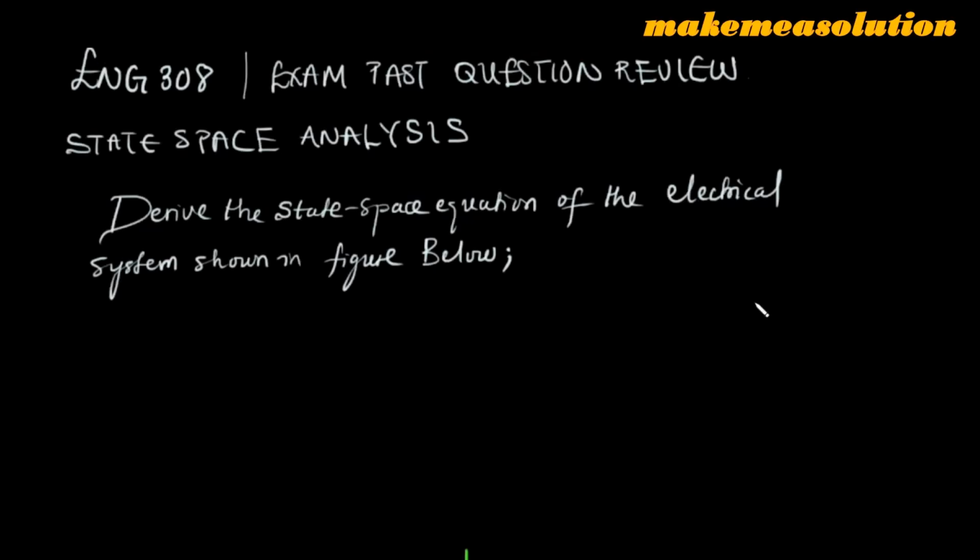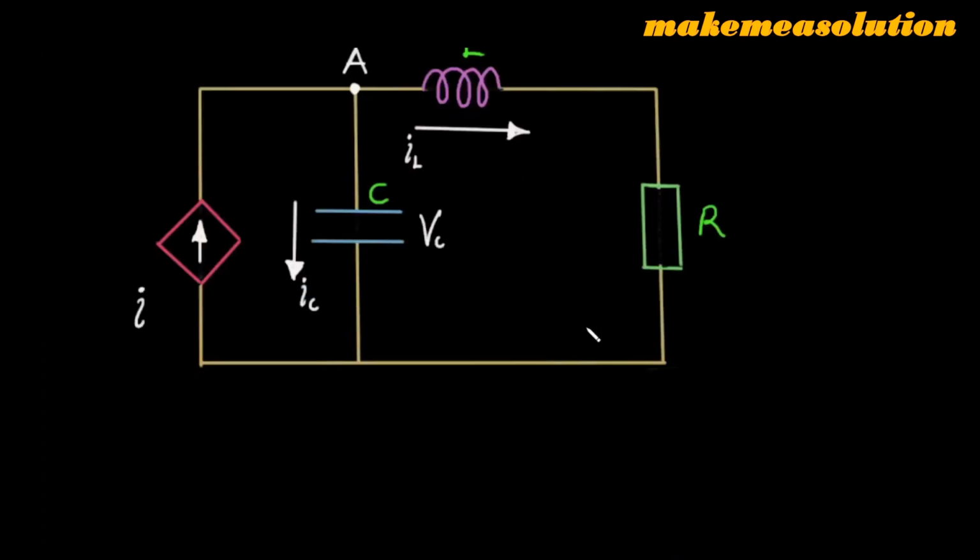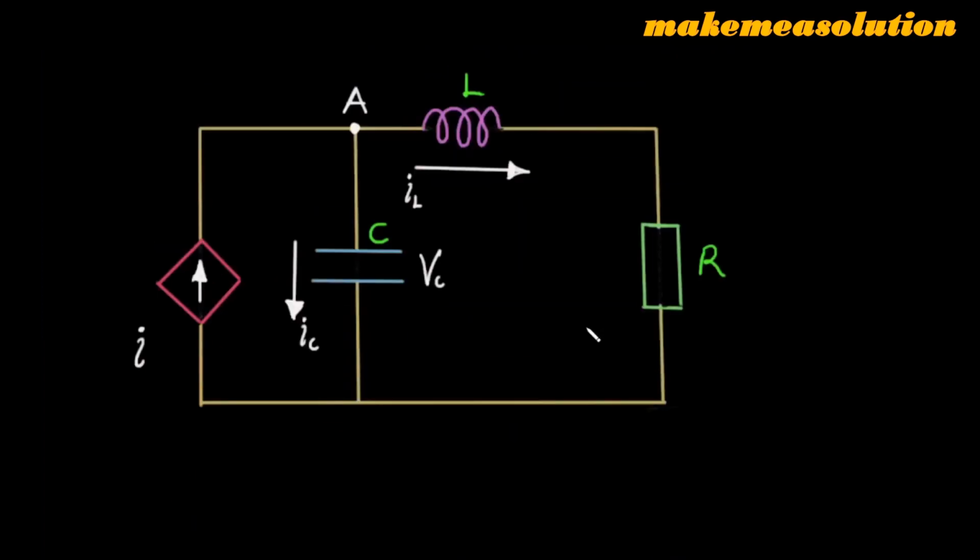So we are going to look at an example of state space analysis. This is an exam question. We are going to try to derive the state space equation of the electrical system shown in the figure below. So we want to derive the state space equation of this electrical system that is shown in the figure below. So, solution.